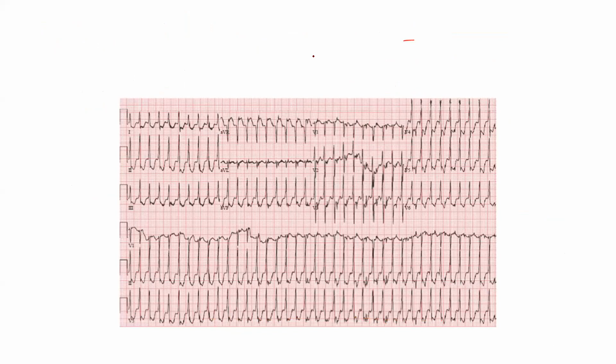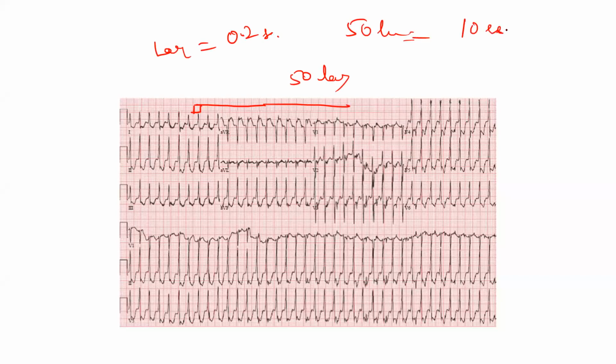Okay, you want me to repeat the formula. In an irregular rhythm, find the large boxes. This is one large box. Continue and count the R waves up to 50 large boxes. One large box is 0.2 seconds, so 50 large boxes will be equal to 10 seconds. Yes or no? Yes, sir.